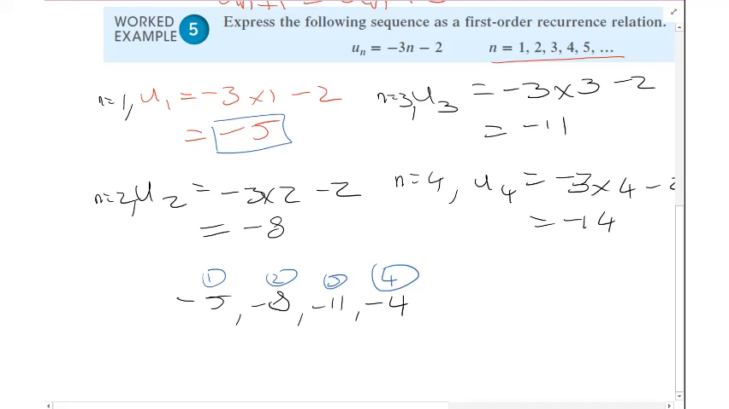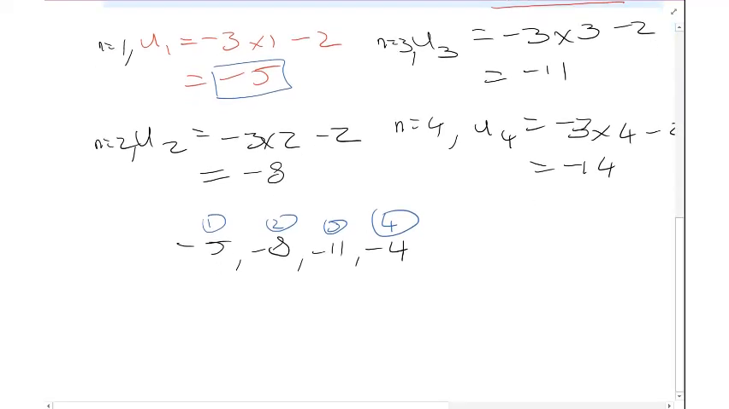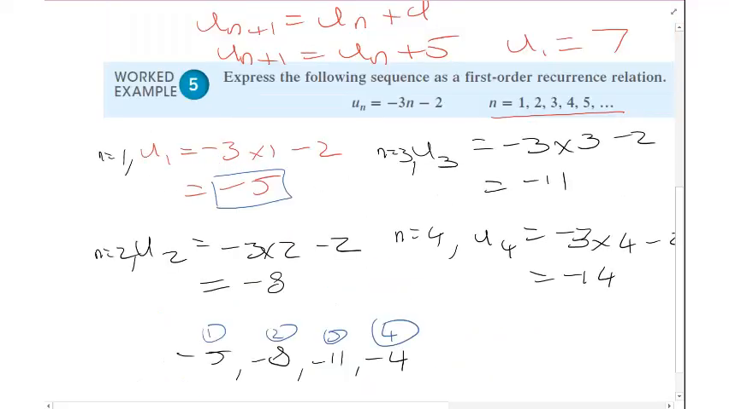So our common difference here is minus 3, because going from minus 5 to minus 8, that's minus 3. So basically our sequence is un plus 1 equals un minus 3, because remember that's our sequence, but our difference here is minus 3. So it's a decrease in sequence. But our u1 is minus 5. And that's how you do a question like that.